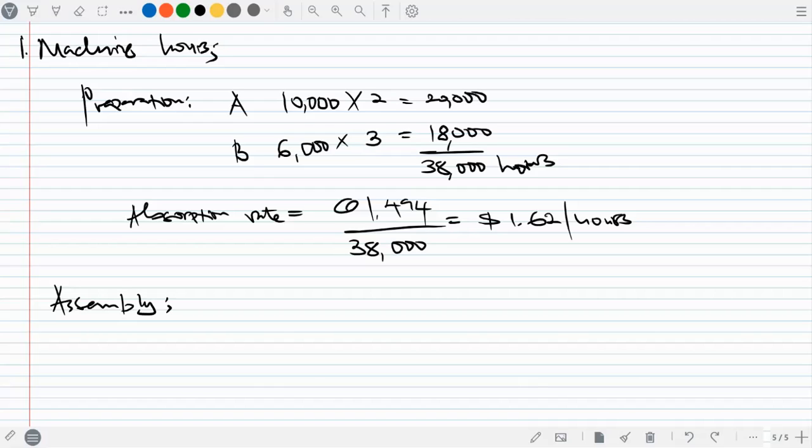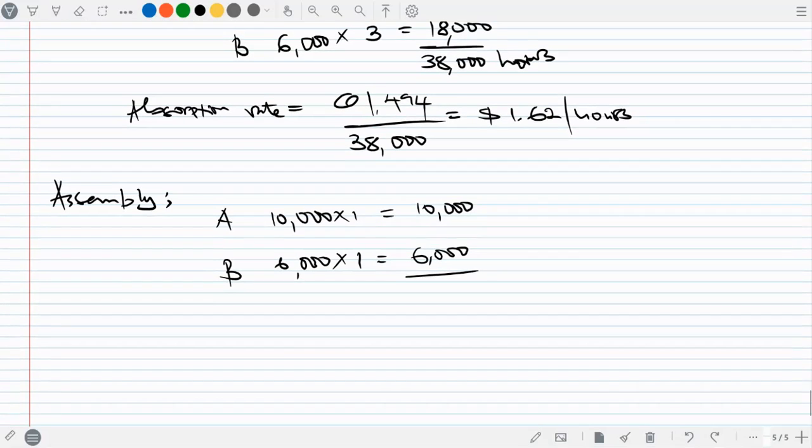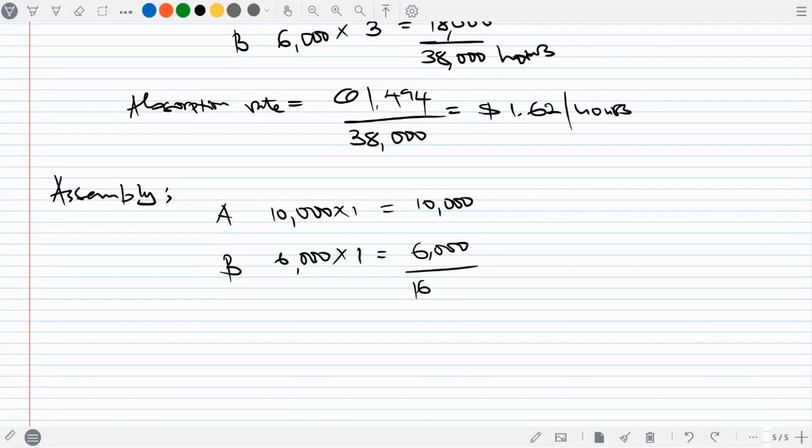We have product A, we have product B. For product A, it takes 1 machine hour per unit, and the units are 10,000, therefore 10,000 times 1 to give 10,000. Product B is the same, it's 1 hour, therefore 6,000 units times the machine hours, which is 1, to give 6,000. Therefore, the total machine hours for the assembly department is equal to 16,000 hours.